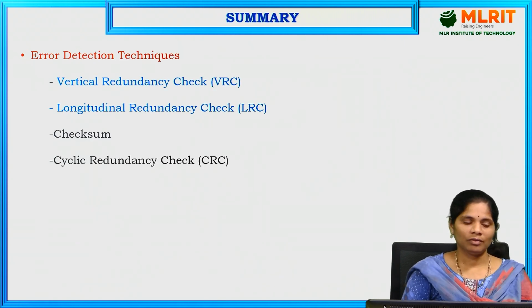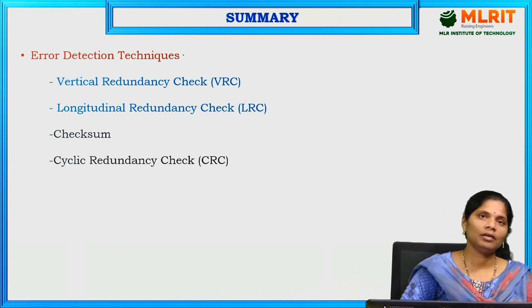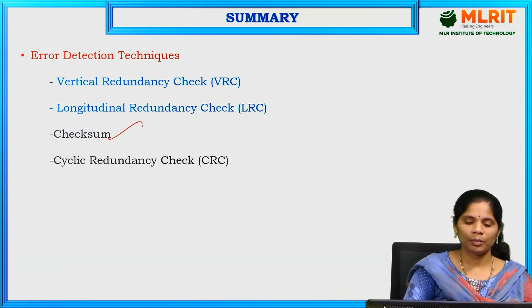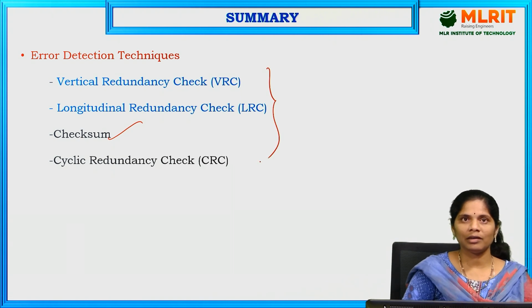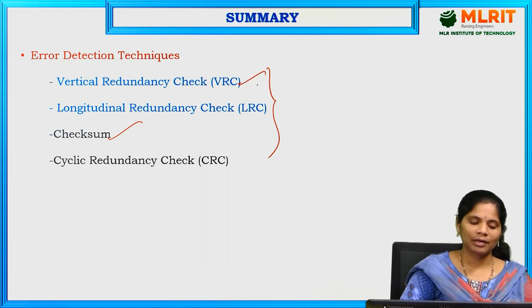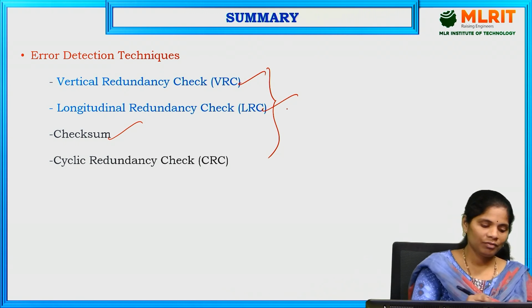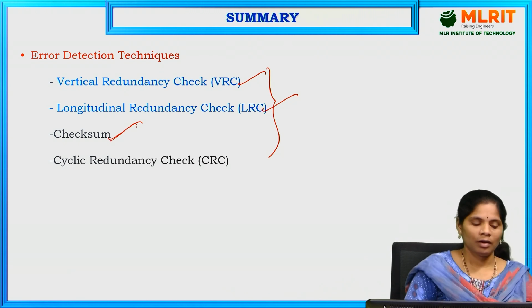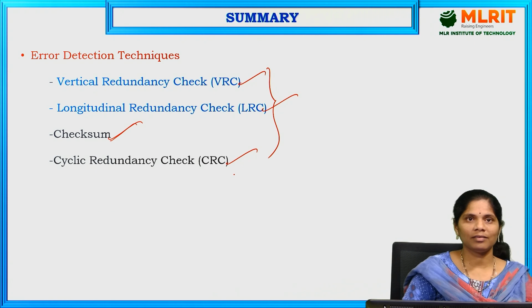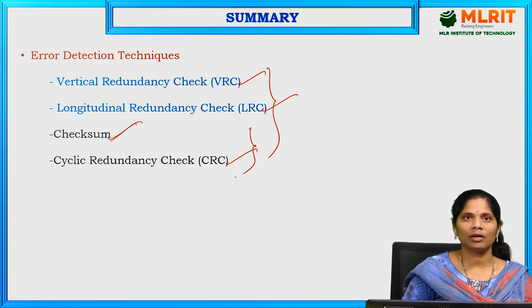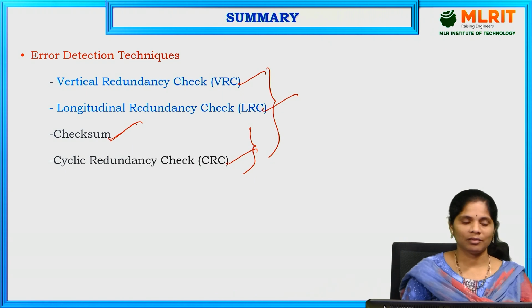So, coming to the summary, in error detection techniques, in total there are 4: VRC, vertical redundancy check; longitudinal redundancy check; and in today's session, we discussed what is checksum, and next we discussed what is CRC, cyclic redundancy check. Based on these two, how we are going to detect the error, that we discussed in today's session.